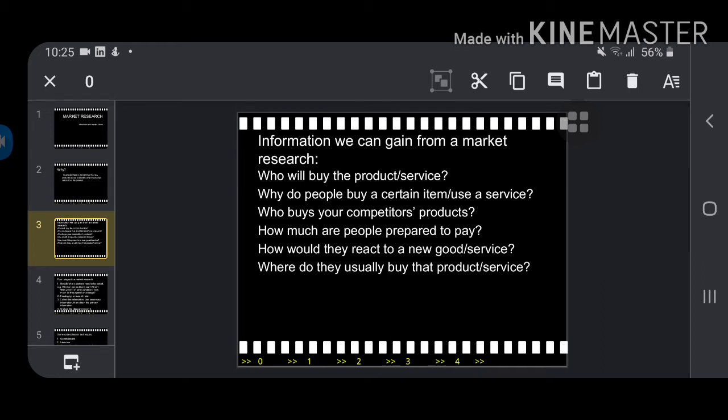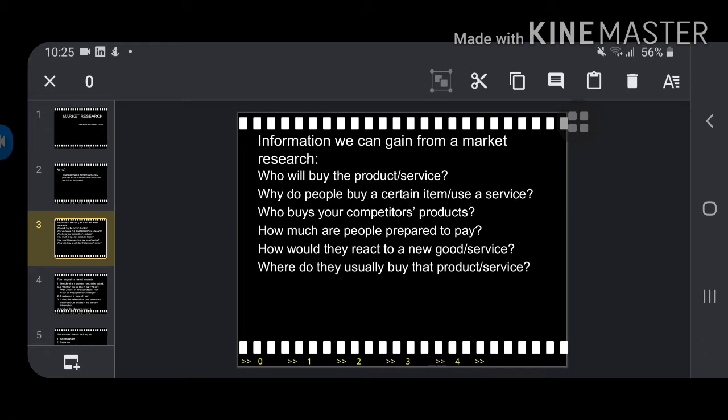And then the next one is you are going to know how they would react to the new good or to the new service. Say you are launching a new service, say you are planning to launch a new service, you have to find out how they would react to that.